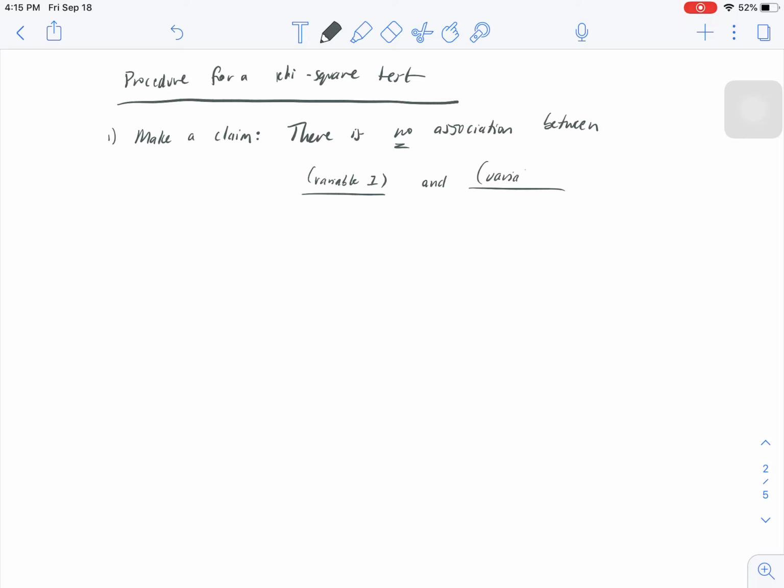I'm putting our two variable names in blanks. You should fill in the blank with whatever your two variables are. For example, maybe your data is about how old people are and how much money they earn. So in that case, your claim would be there is no association between age and income, your two variables.